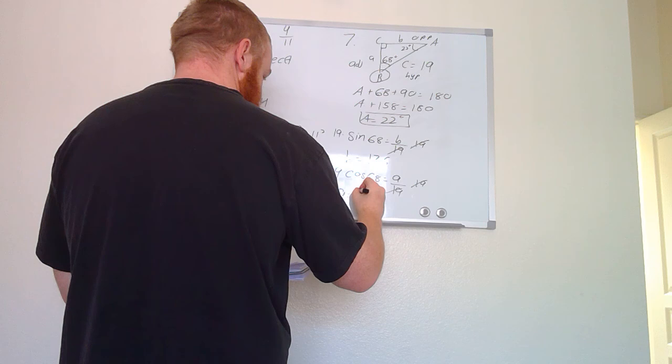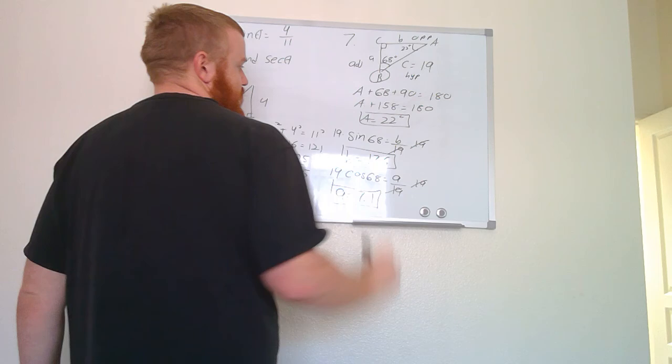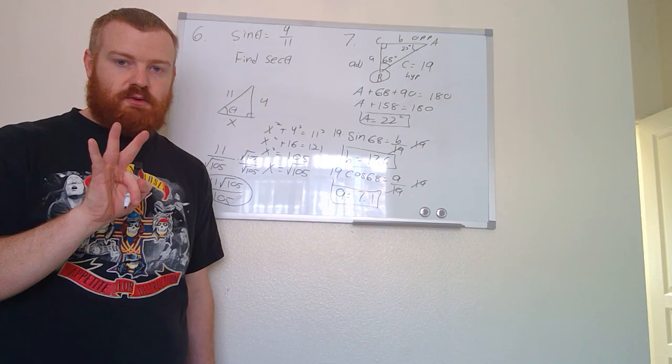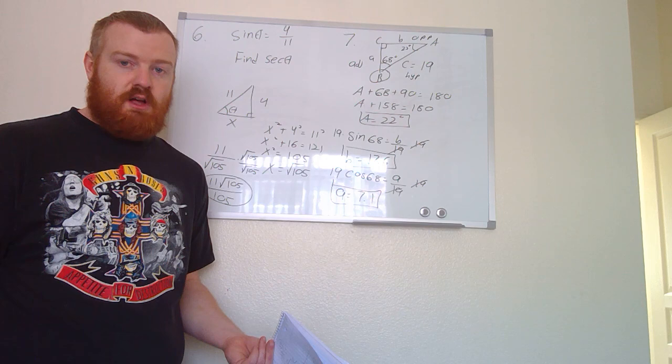So we now have side A, side B, and angle A. So now we have every value from the triangle. We have the three angles and the three side lengths. So that tells us we're done. Generally speaking, the ones that ask you to solve the entire triangle will usually give you three values. So you will need three values for your answer.